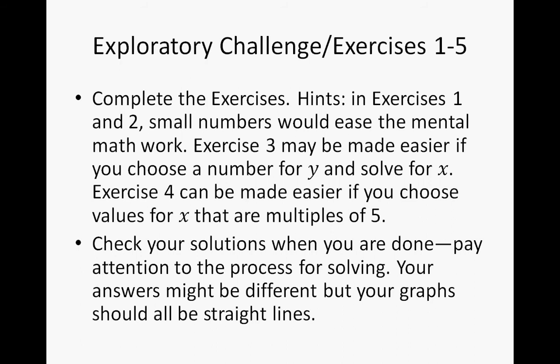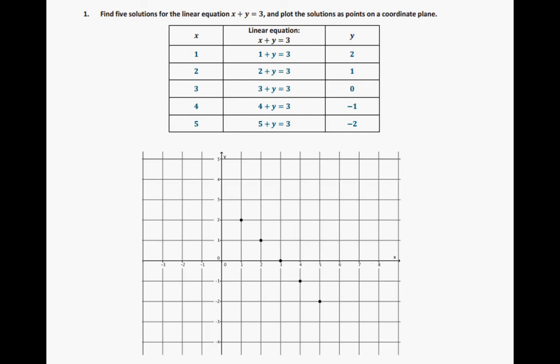All right, you should be at least on your way to completing exercises 1 through 5, so let's go ahead and go over the answers. So again, making sure that you include the linear equation, what you are adding for each x. So in this case, x plus y equals 3, and you don't have to pick 1 through 5. You can pick any coordinate for x. And then again, your graph will match whatever your numbers are here. But again, you should have a straight line going from left to right in a downward slope.